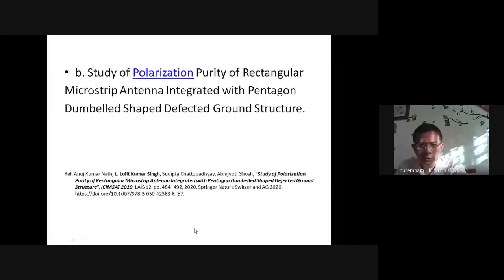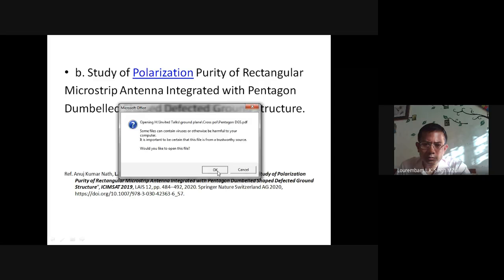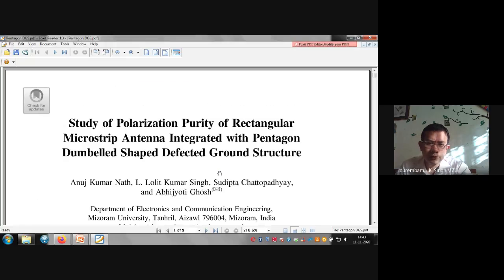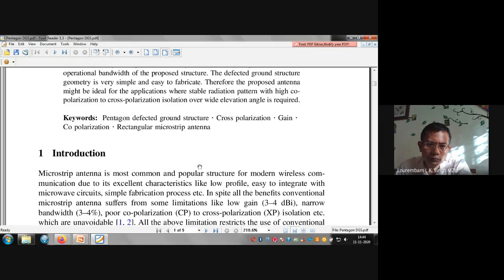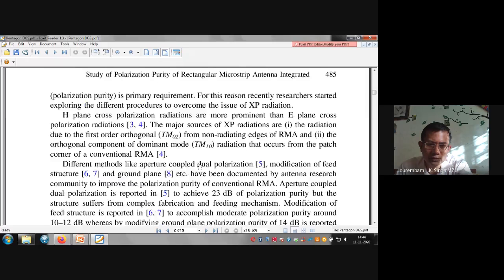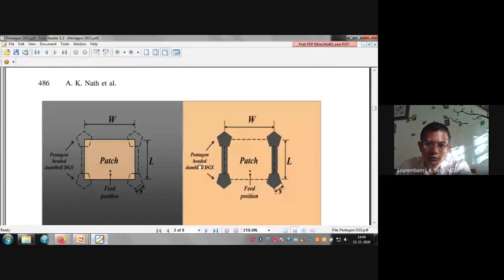Then the next one is also one of the papers. Let us just see. This is related to the study of the polarization purity of a rectangular microstrip antenna integrated with a pentagon dumbbell shaped defected ground structure. So here, instead of the regular slot, we introduce a pentagon dumbbell shape defect. We can just see what kind of dumbbell shapes there are. This was introduced like, yeah.